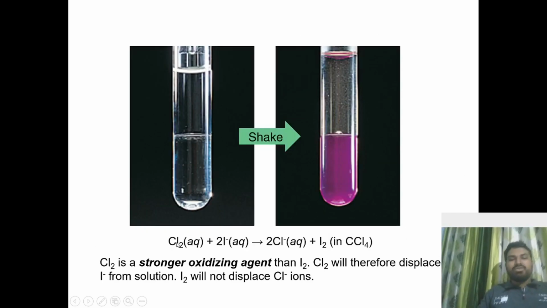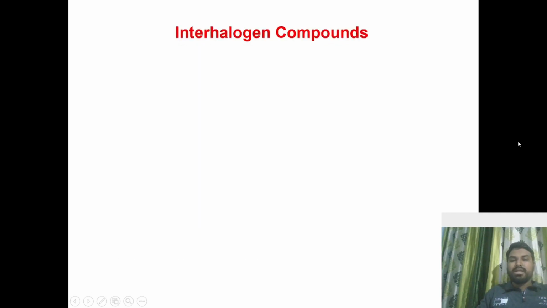Chlorine is a stronger oxidizing agent than I2. Cl2 will therefore displace I minus from solution. I2 will not be displaced by Cl minus ions.